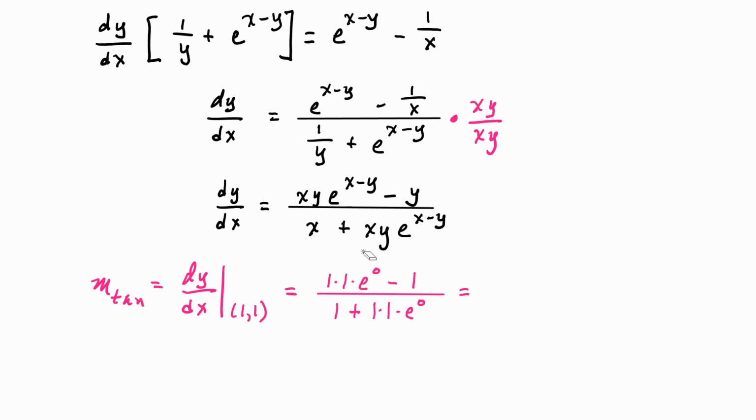So this first term is 1, and we have to subtract 1. In the denominator, we're going to get 1 plus 1. So this is 0 over 2, which is equal to 0. So our slope is 0. This is going to be a horizontal tangent.